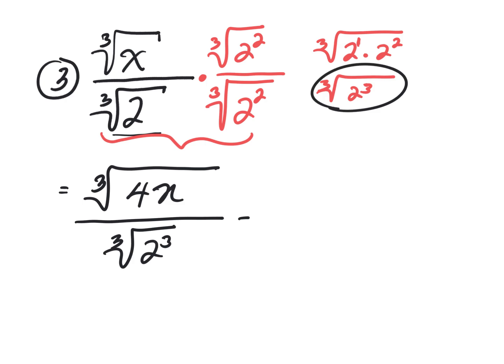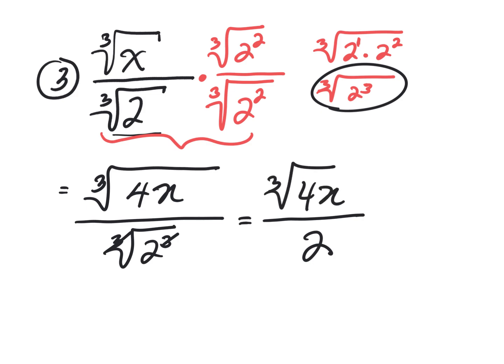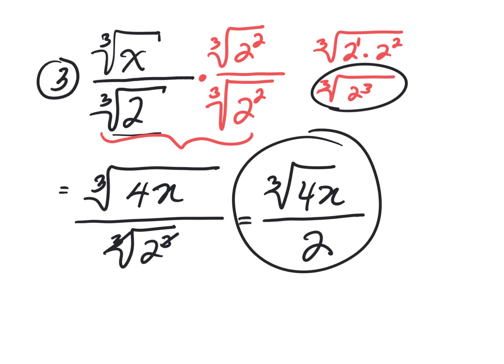So now, because the denominator is now a perfect cube, we can just simplify that. And this is just 2. This is now the cube root of 4x. Okay, so we have already rationalized the denominator. It means to say we have arrived at our final answer.